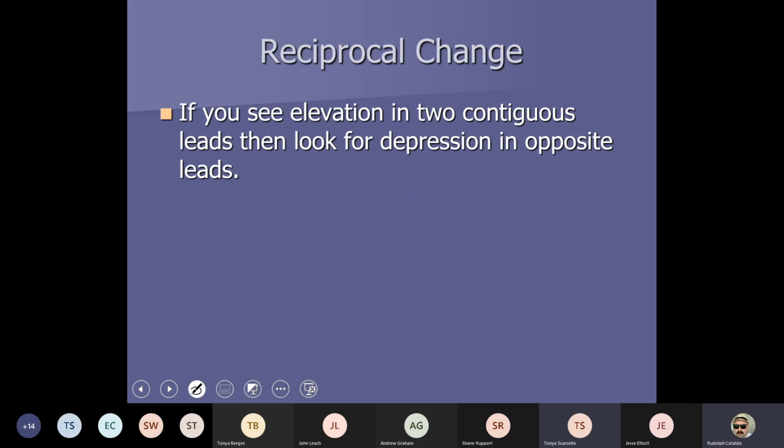Again, reciprocal change. If I see elevation in 2 contiguous leads, then look for depression in opposite leads. So if I have elevation on my right side, if I have elevation in leads 2, 3, and AVF, then I want to look for depression in all my other leads. V1, AVL, V1, V2, V3, 4, 5, and 6.